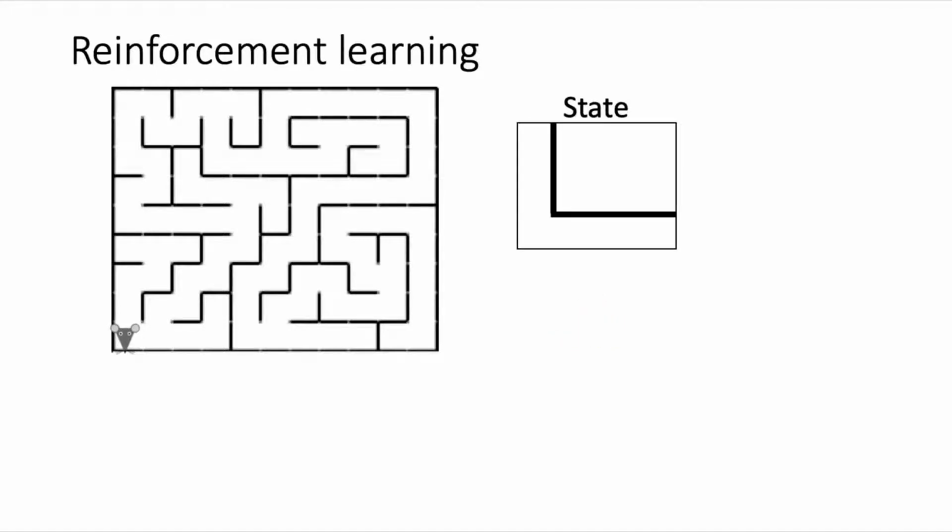But if it chooses to go up, it will be allowed to go up. There isn't any reward or punishment, but it is allowed to move. If the mouse chooses to go right, again, it'll be allowed to go right, and there is no reward or punishment, at least not right now.